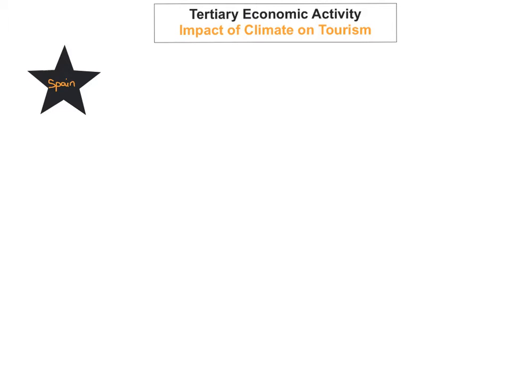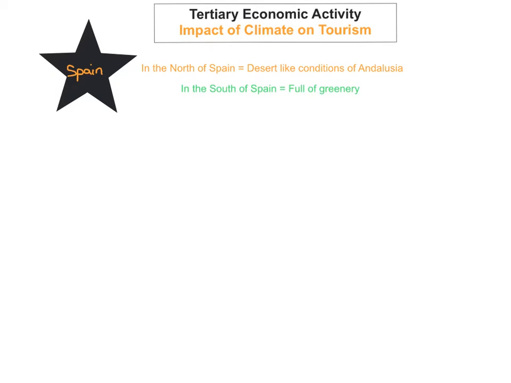And the landscape of Spain is so diverse and so varied that it ranges from the desert-like conditions in Andalusia, in the south of Spain, to the north Atlantic coast, which is full of greenery. So there's a huge contrast in the conditions and in the landscape that Spain has. And this leads to a variety of tourism in the country. We're going to look at these now.